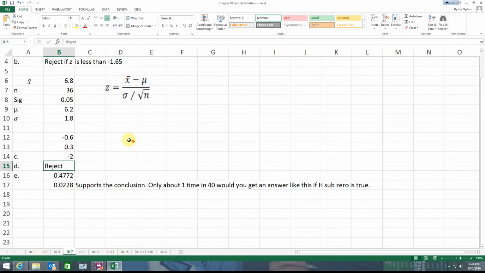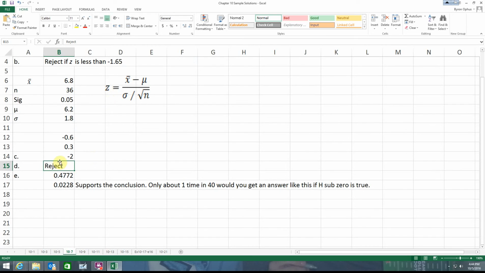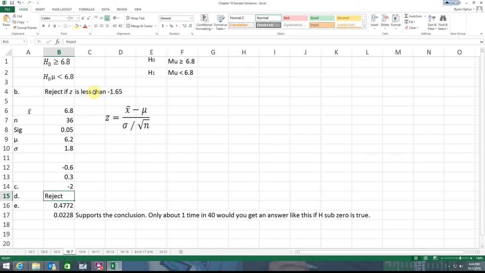Well, is minus 2 less than minus 1.65? Yes, it is. Okay, so then we reject in this case because it is outside of that. So we reject our hypothesis that it's equal to or greater than. Okay, so we reject the null hypothesis.